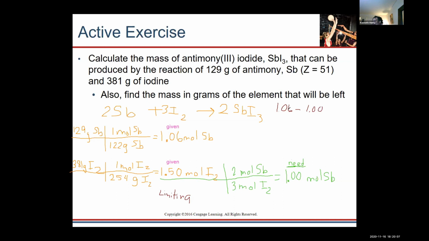Does that make sense? Yes. No. Okay, we've got to compare apples to apples, right? We have to make sure that we're looking at the same thing. This is how much we're given. This is what you have to work with, 1.06 moles. So if I'm given 1.50 moles of iodine, I'm only going to use up 1.00 moles of antimony. Do you see that? Yeah. Okay, but I have 1.06. Which one is more than what I need, this amount or this amount?